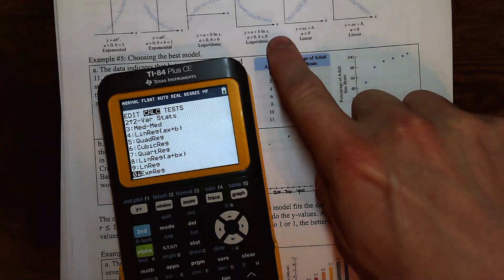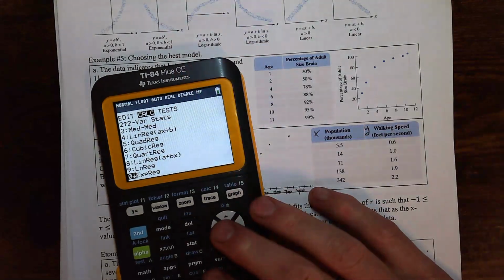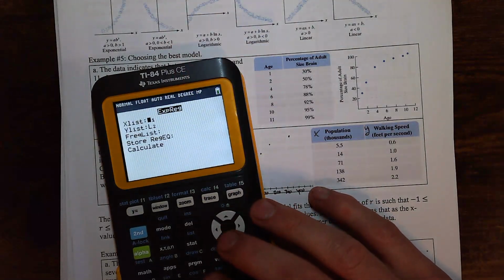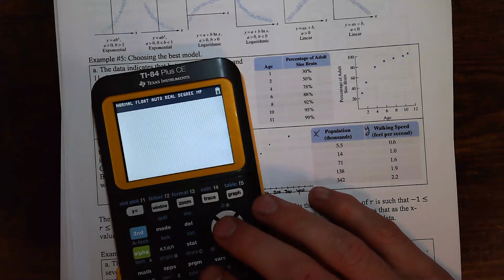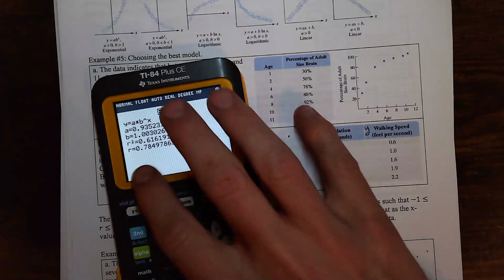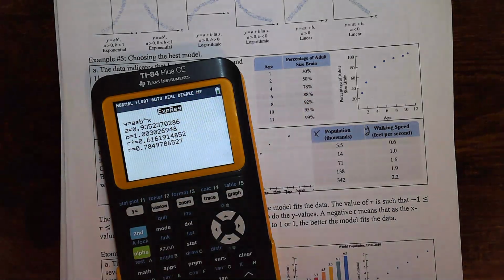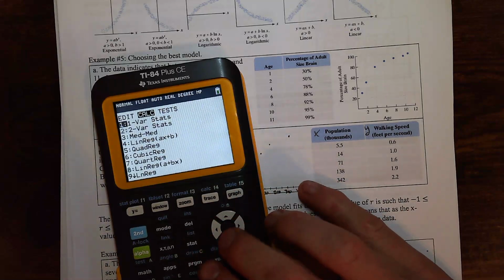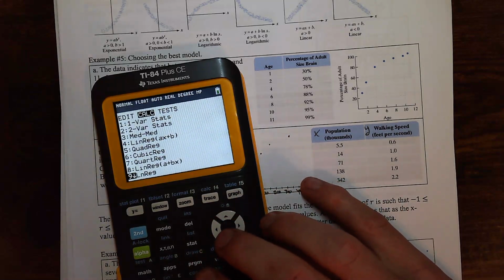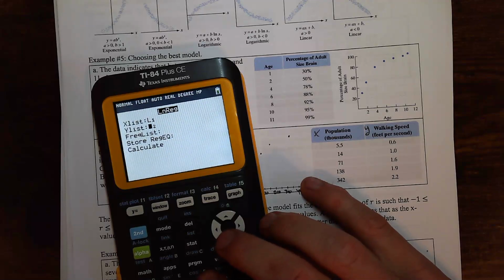Now, exponentials, ExpReg. I skipped LnReg. L1, L2. What's the value here? 0.78. So exponential is weaker than linear. Linear is 0.865 and exponential is 0.78. So now let's go to LnReg for the logarithmic one. This one better be good.